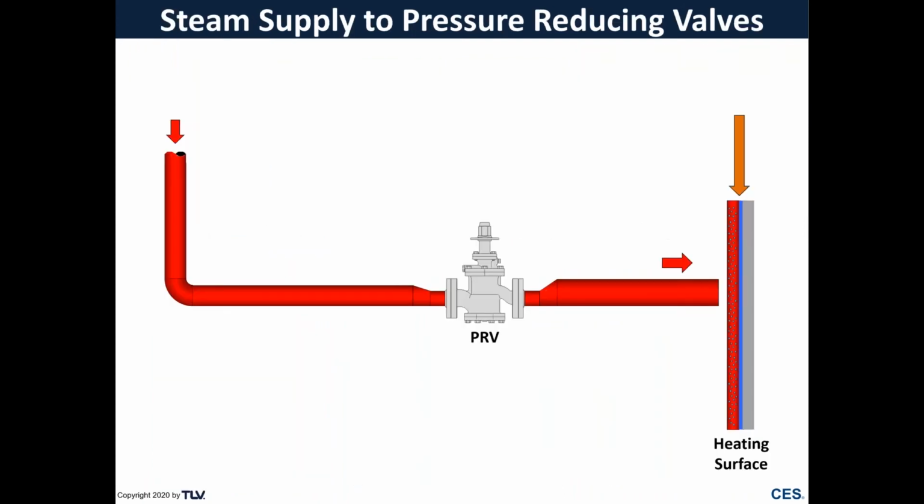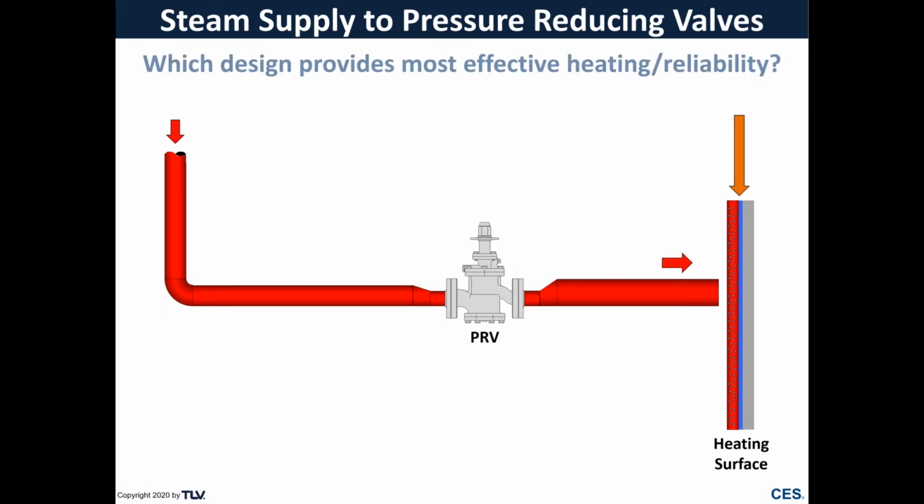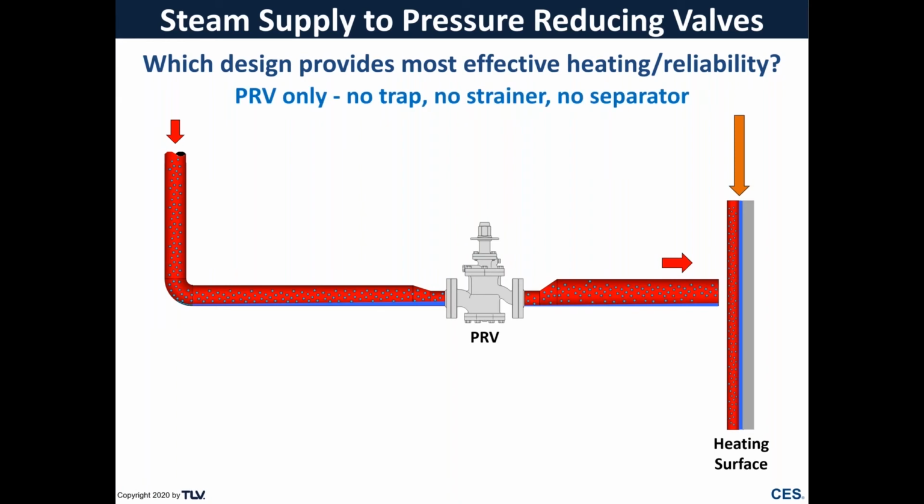So let's consider a simple PRV station supplying steam to a heating surface. Which of the following designs provide the most effective heating and reliability? Here we see a lot of wetness coming down to and onto the heating surface. Why is that? Well, no trap, no strainer, no separator, nothing to remove the moisture.